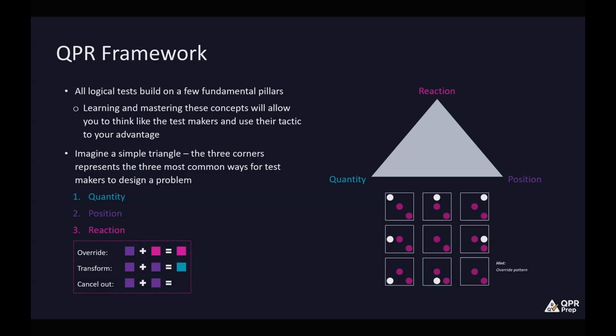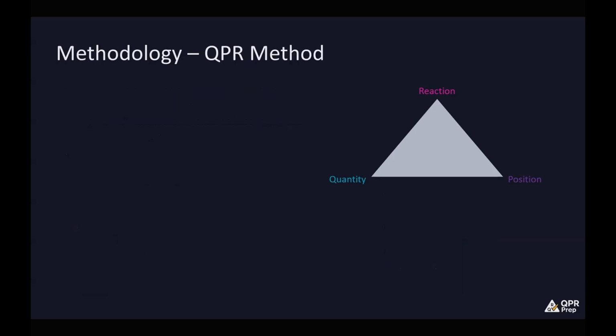The QPR framework gives you a guide in what to look for and what questions to ask when solving logical tests. The ultimate goal is always to identify what rules test makers used when creating a problem, so that we can apply them as a solution. And in the QPR method, these rules will be based on either quantity, position, or reaction.